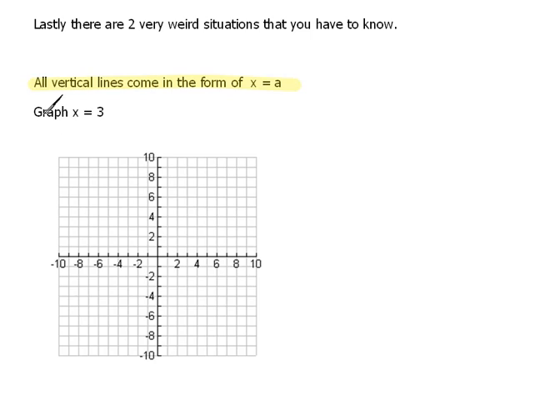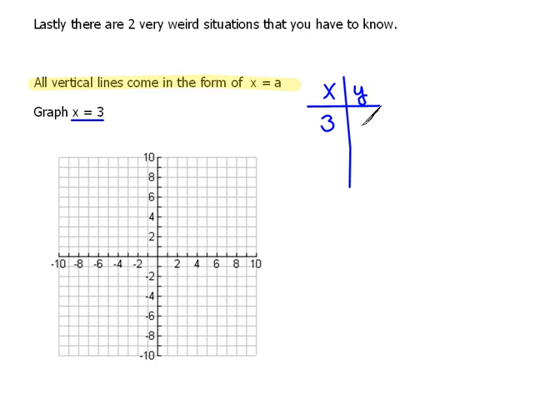Here I have an example that says graph x equals 3. I'm going to graph this equation, so let's make an x and y chart like we did before. When we did this, we chose some x values and found the y that goes with it. But our equation says x equals 3, so it doesn't say anything about the y. There is no y in here.